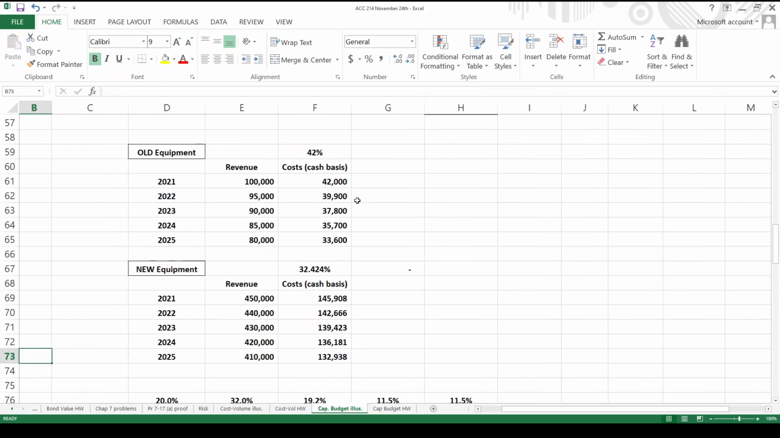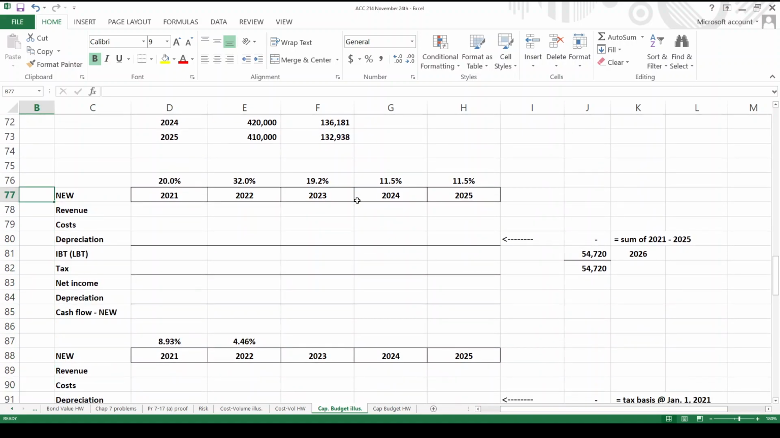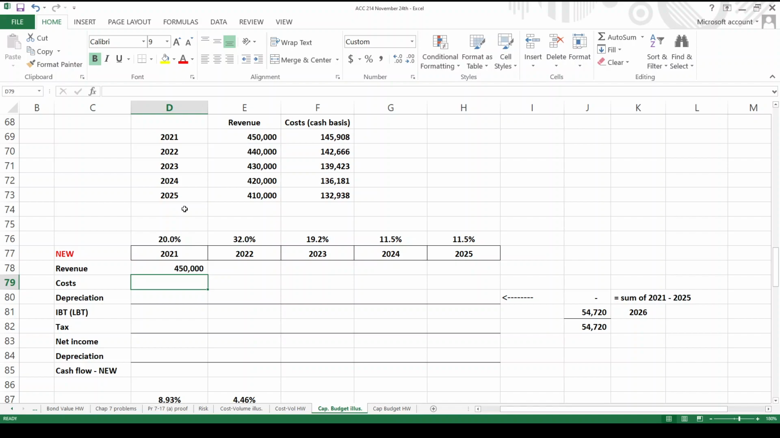Now, we put together a little chart. So, I want to compare new to old. Yeah? That's what I want to do. So how am I going to do this? Well, let me drop in the revenue, all right? What's the revenue? 450,000. What are the costs, cash? They are that number.